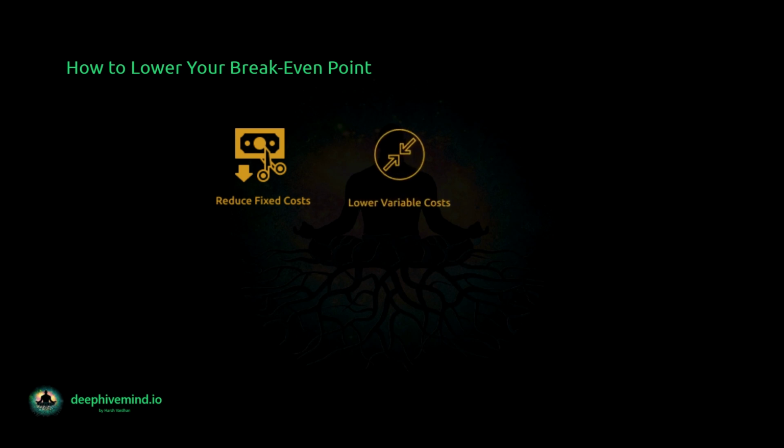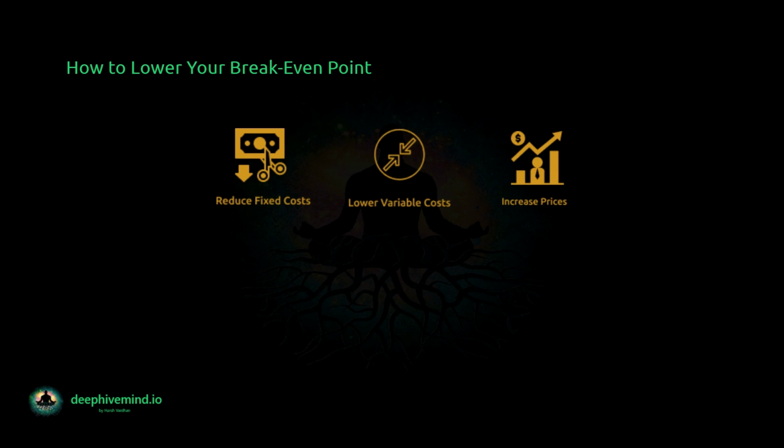Lower variable costs. Variable costs are the expenses that change with the level of production or sales. By lowering variable costs, a business can increase its contribution margin and lower its break-even point. For example, a business can negotiate better prices with suppliers, optimize production processes, or reduce material waste.